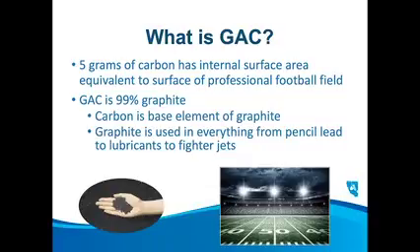So a little bit more about GAC and just in terms of thinking about the surface area and what it can do. So 5 grams of carbon has an internal surface area equivalent to the surface of a professional football field. That is a measurement that is just so vast. I mean, it's amazing what these little tiny particles can do. The GAC that's available is 99% graphite with carbon as its element, and graphite is used in a lot of different things. Even like tennis rackets, lubricants, all different kinds of things.